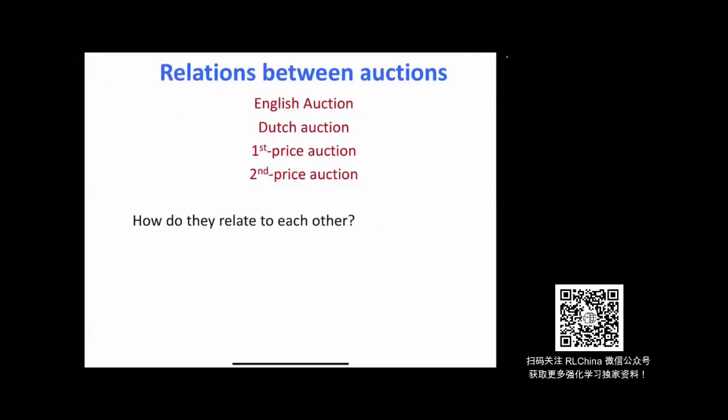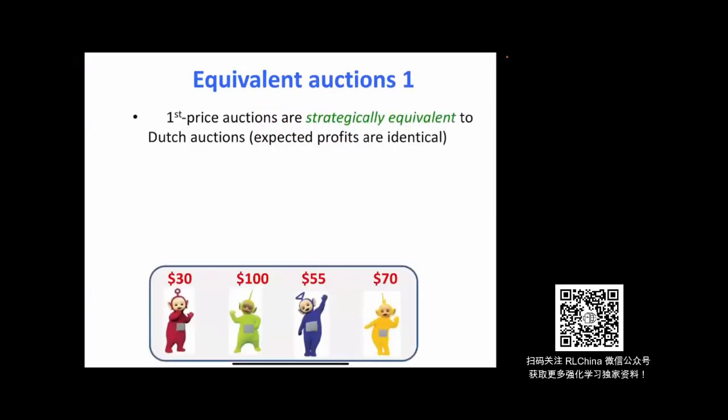So there's English auction, Dutch auction, first prize auction, second prize auction. How do they relate to each other? So let's look at this. Equivalent auctions. First prize auction is statistically equivalent to Dutch auction. I think some of you mentioned that in the chat box. Yeah. So expected profit is identical in this case, but obviously we need to make some assumptions.